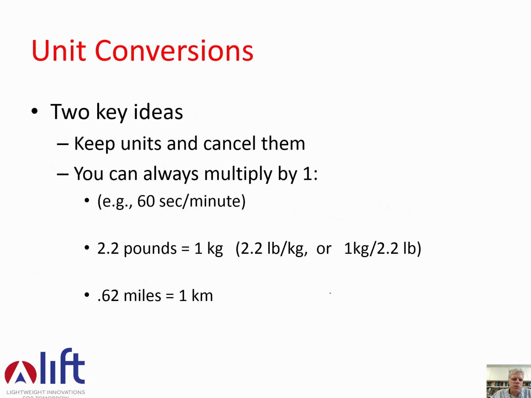So what we're going to do is do unit conversions. There's really 2 key ideas in this. One is you keep the units and you cancel them. Then you can always multiply by 1. For example, 60 seconds per minute, 60 seconds over a minute is equal to 1, or a minute over 60 seconds is equal to 1. We know that 2.2 pounds is a kilogram, so 2.2 pounds per kilogram is equal to 1, or 1 kilogram divided by 2.2 pounds is equal to 1.